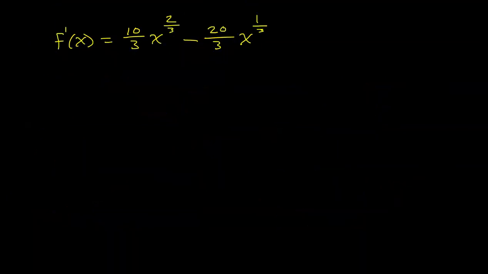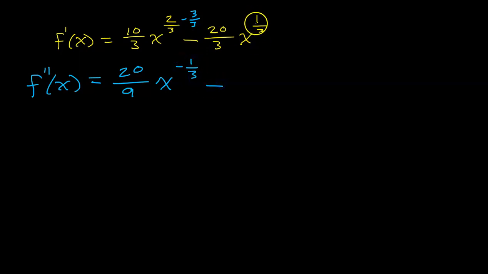So now it's time for the second derivative test. So we're going to use the power rule. 2/3 times 10/3 is going to be 20/9. And then we must, of course, reduce this by 1. So we're subtracting 3/3, which will be negative 1/3. Now, 1/3 times 20/3 is going to be 20/9. And then again, we must reduce this by 1. So we're subtracting 3/3. So this will be negative 2/3.